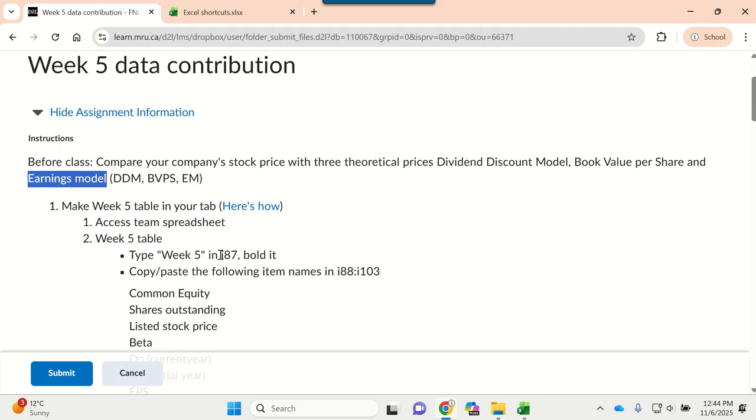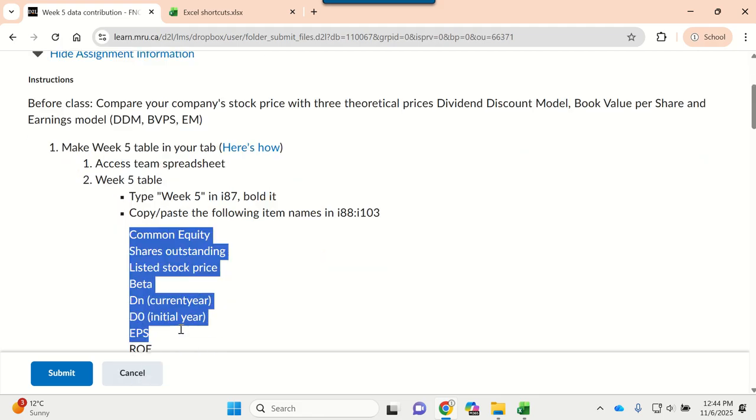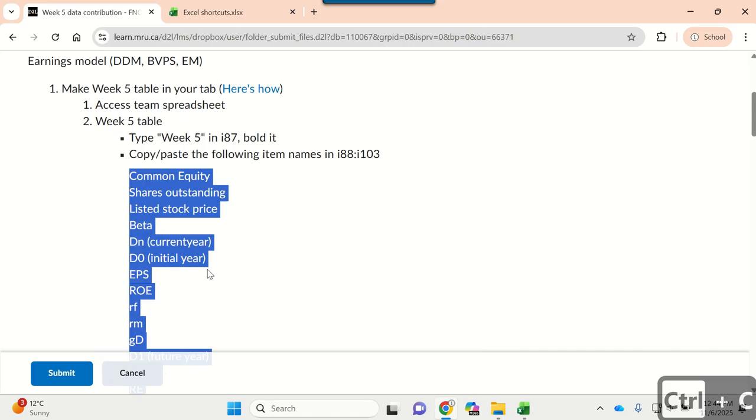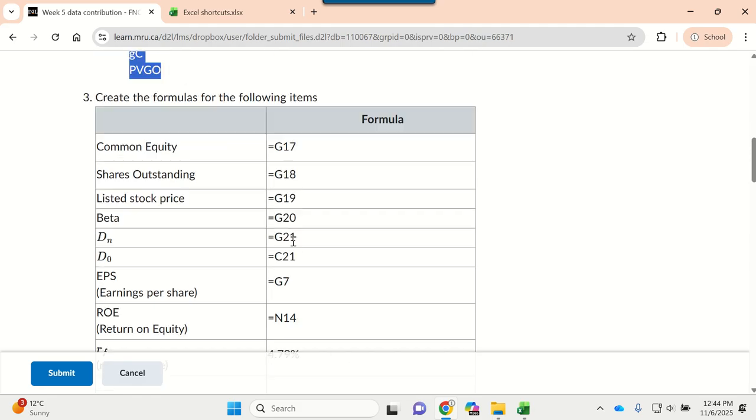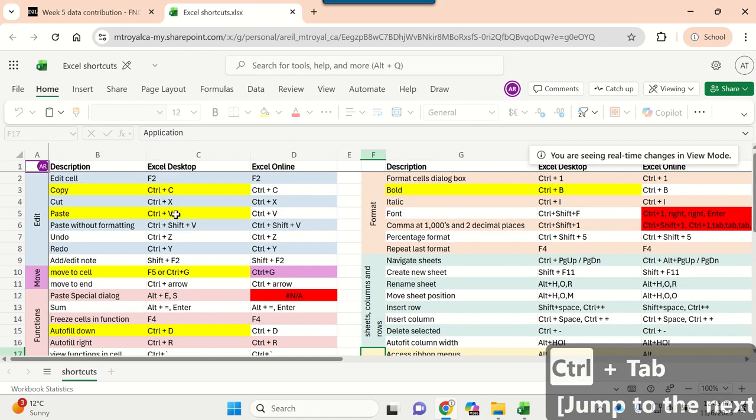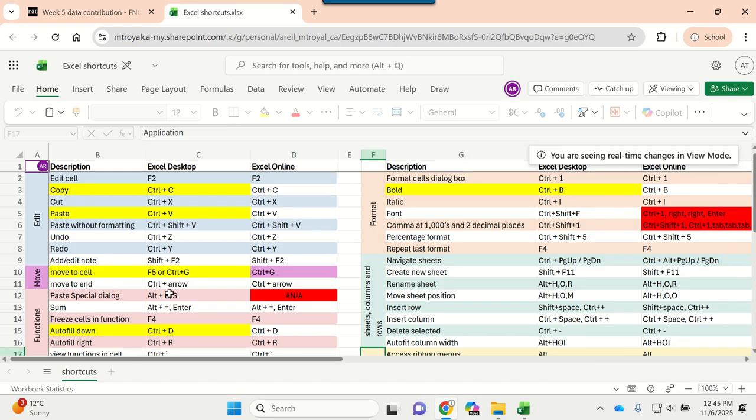We're going to type in week 5 in cell I-87, and we're going to bold it. We're going to copy the following phrases, and I might as well just select them now, Control C, right below I-87 and I-88. And then we're going to use the following formulas. Now notice that this first one, equal G17, follows a pattern, 17, 18, 19, 20, 21, down to the dividend at year N, or the 5th year, the most recent year. So we can use autofill for that. The shortcuts we're going to be using are Control C, Control V, Control G to find some place, in our case I-87, Control D to autofill down, and Control B to bold.